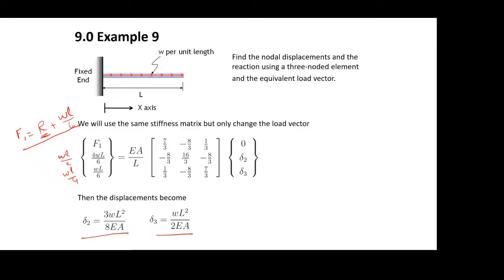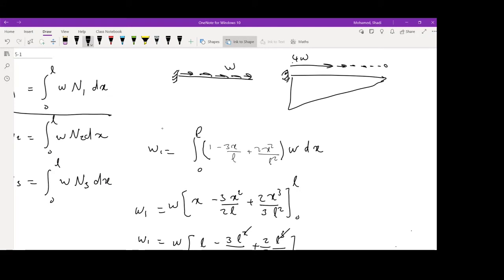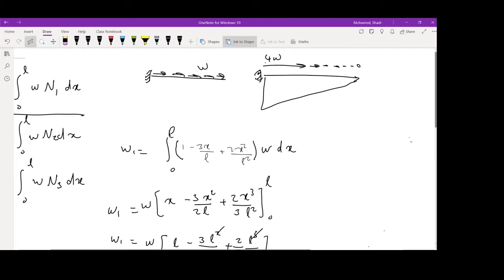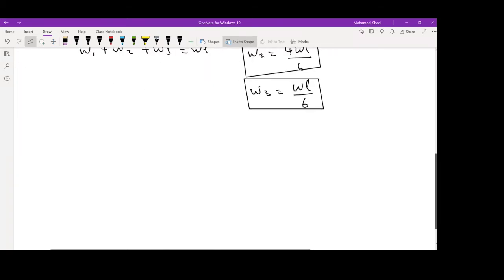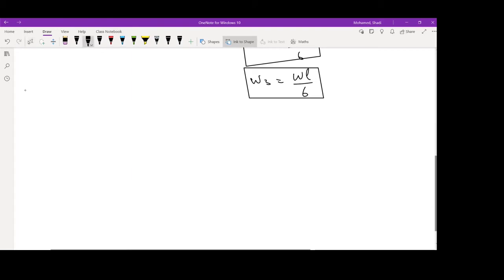Once we have the displacement, just like we did in the past, we can use it to find the strain. I'm going to write the strain expression here so that you can see it. The strain is basically the B matrix multiplied by the displacement vector, and the B matrix I just take from here.